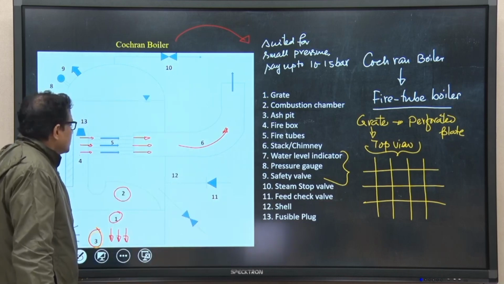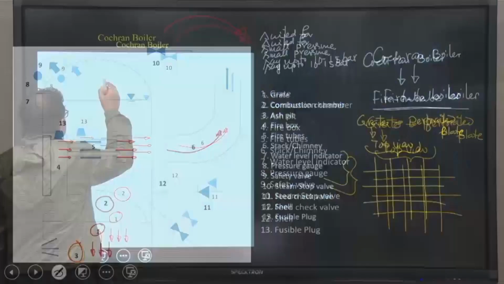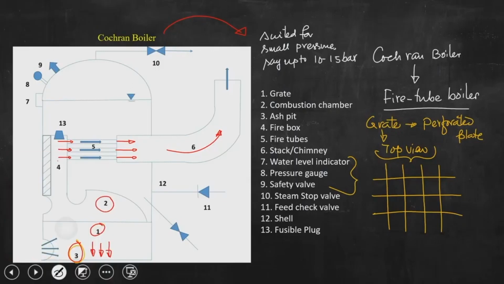Next is the steam stop valve. So, this is the steam space, let me write over here. This is the steam space and this is the water space. This is the water level. Now, steam being lighter than water, steam will be collected at the top of the water, and that collected steam will be taken to the turbine through this steam stop valve, right.